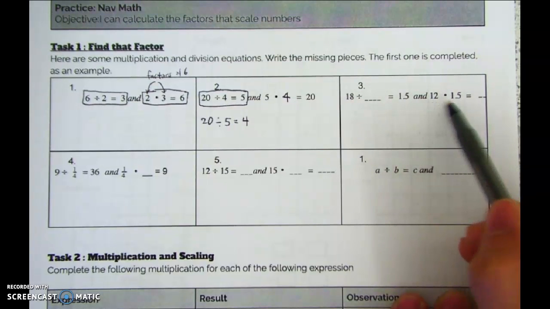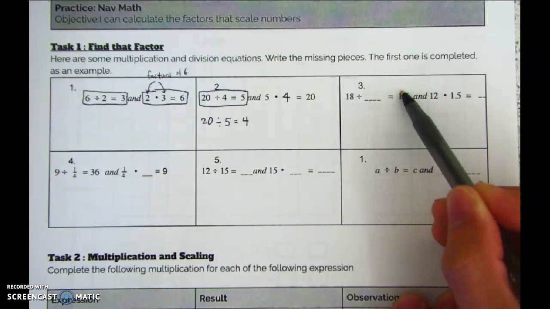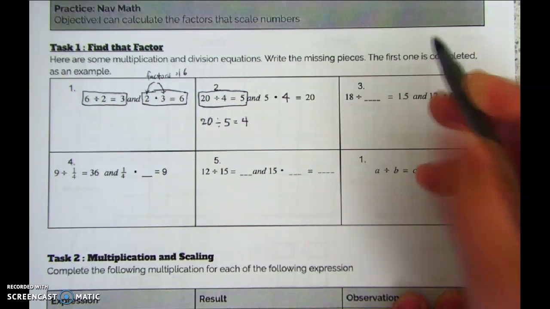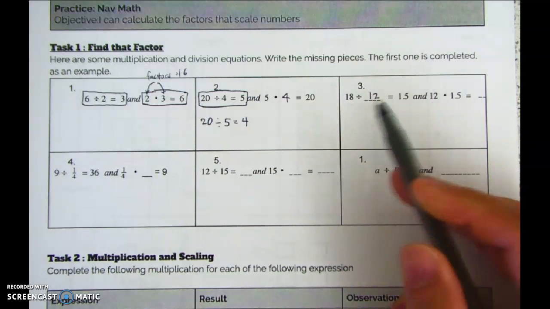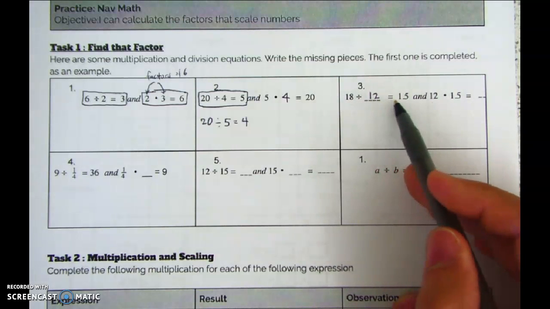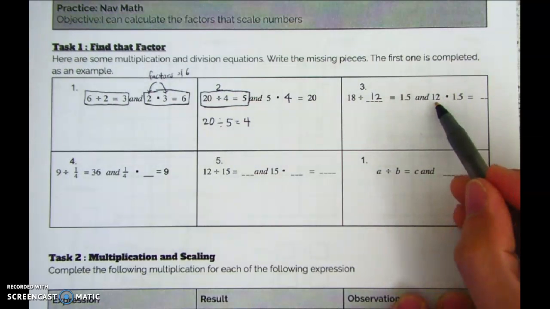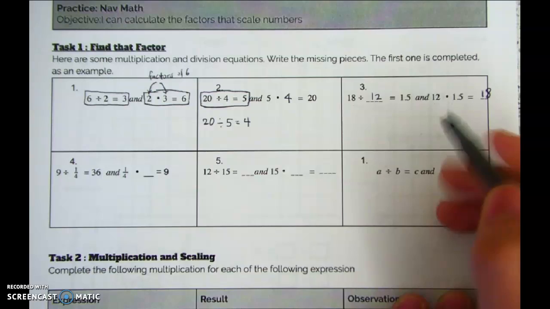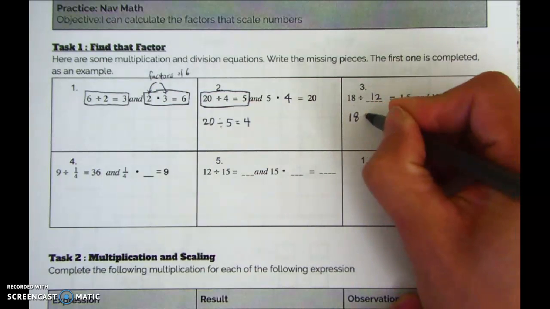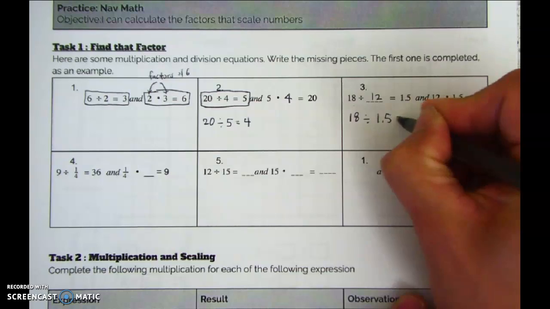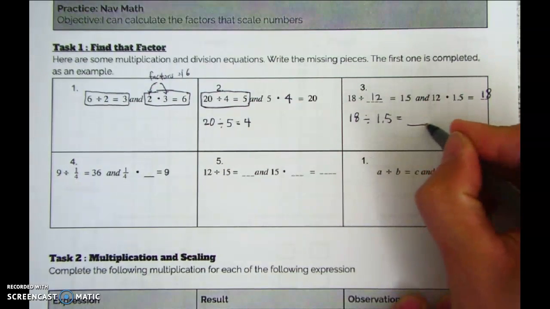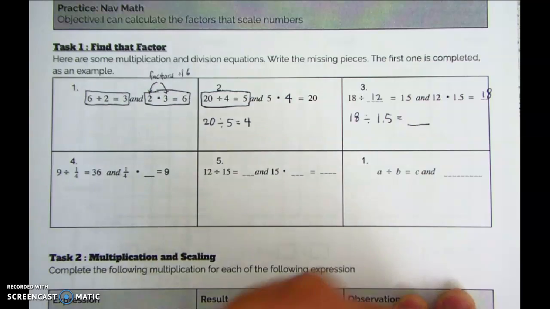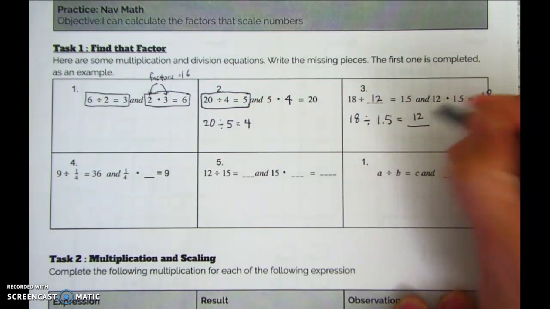Well, I know that 12 and 1.5 are the 2 factors. So if my answer is one of the factors, then whatever I'm dividing by must be the other factor. So I know that 18 divided by 12 must be 1.5. Therefore, I also know that 12 times 1.5 has to be equal to 18. And then the last one that we know is that 18 divided by 1.5 must equal, go ahead and put that on your own and see if you can do that. Yes, that would be 12.